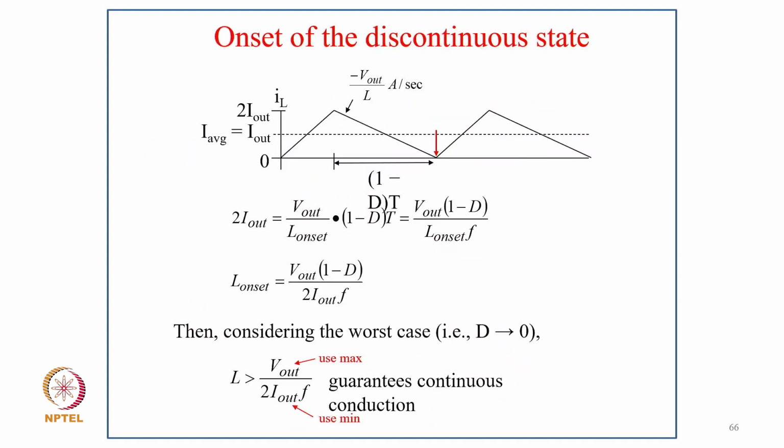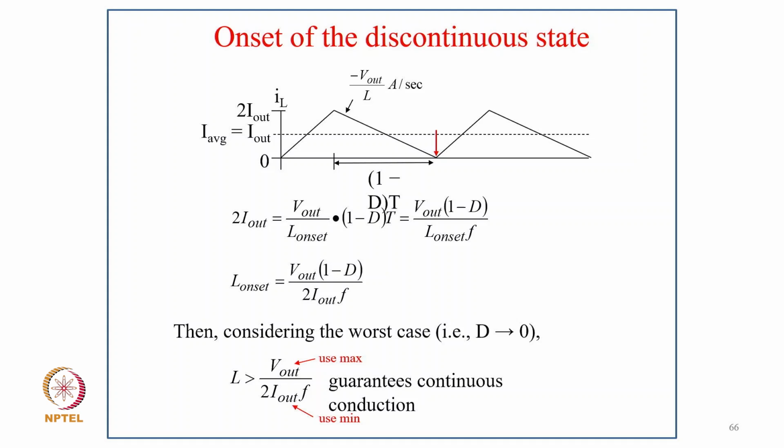You can find out the onset of discontinuous current in the boundary condition. You can see the average inductor current goes from 0 to 2 I out, that is minus V out upon L. So 2 I out equals V out upon L onset into (1 minus D) T, so V out (1 minus D) upon L onset into F, or L onset equals V out (1 minus D) upon 2 I out into F. That is the boundary condition of the inductor.